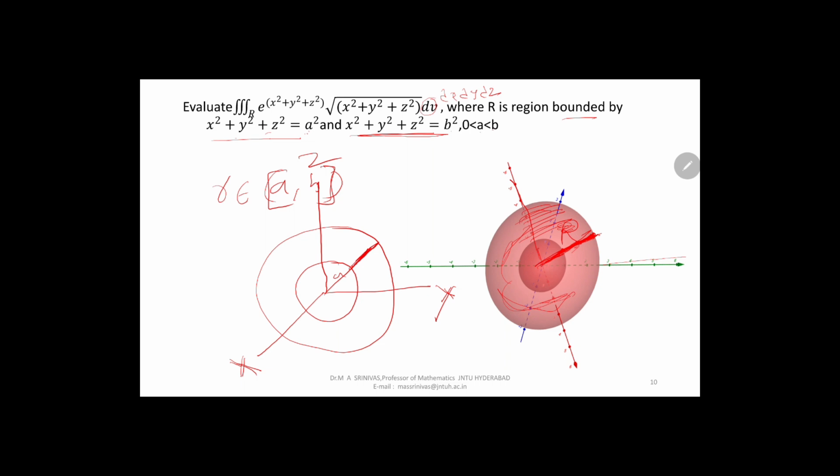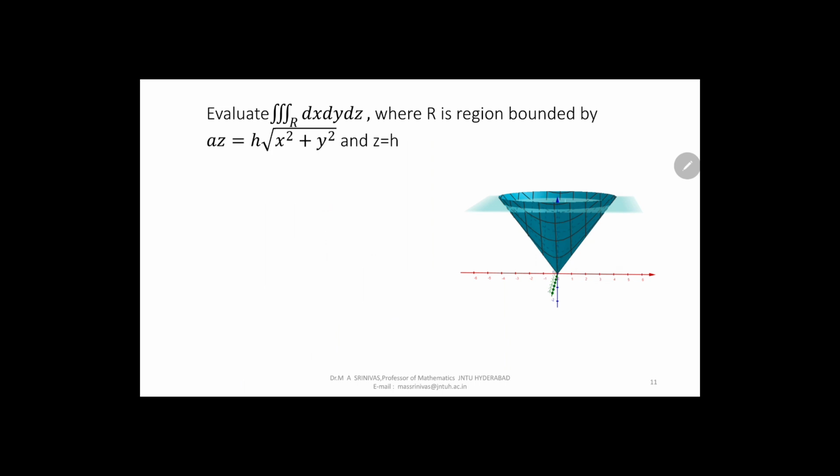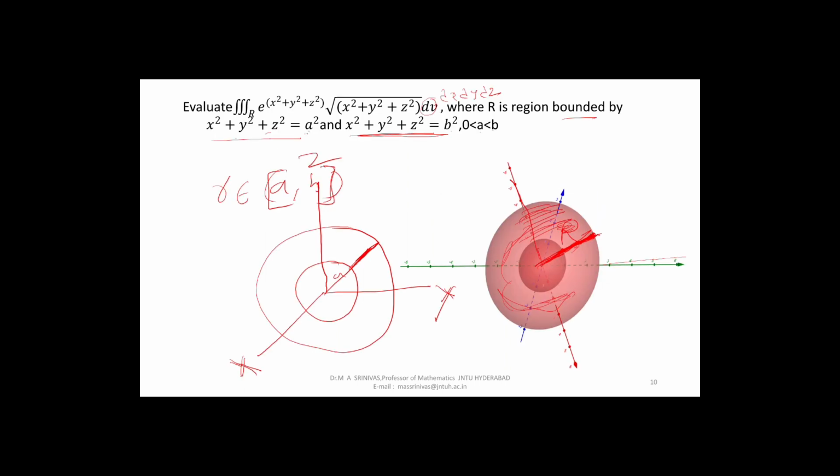Now, R, theta, phi are the spherical polar coordinates. In spherical polar coordinates, what is the equation of this sphere? It is x square plus y square plus z square is r square. So r square is equal to b square, that means r is equal to b. The inner sphere is r is equal to a. So this is the equation of the sphere.